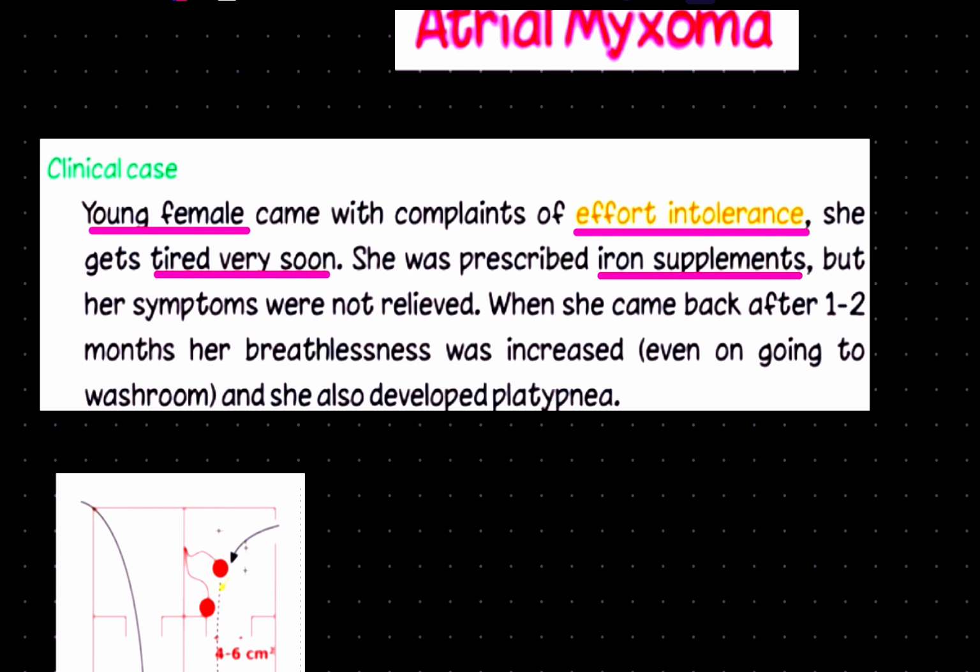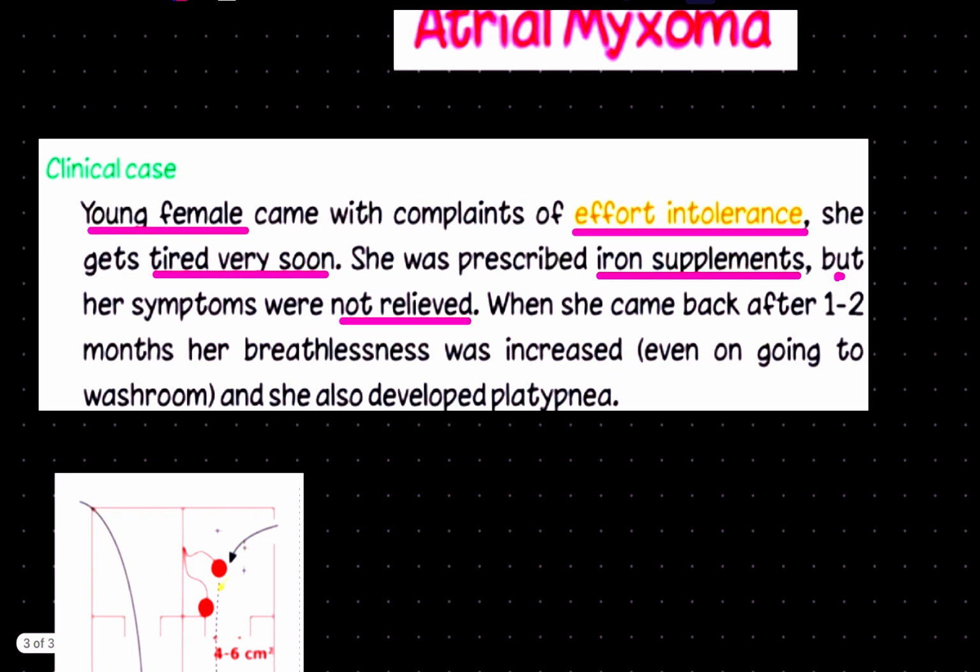Effort intolerance, right? She was getting tired so soon, but her symptoms were not relieved. That means even after having iron supplements, the symptoms were not relieved, and she came back after 1 to 2 months. Her breathlessness had increased. As time progresses, the tumor grew larger, because of which the breathlessness increased a lot, right?